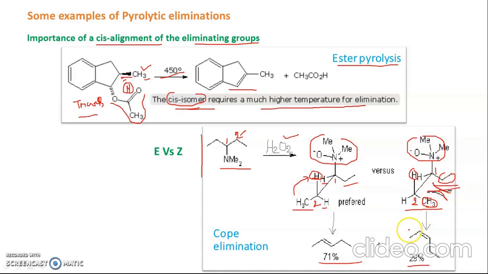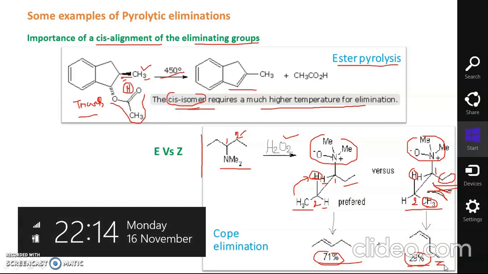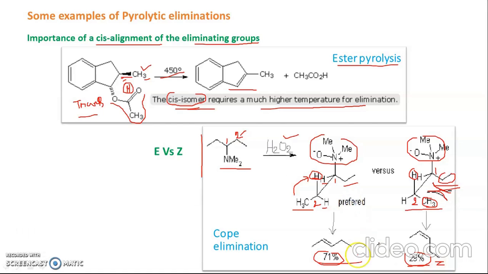So that is the reason why we are getting 71% as E product, which we are getting from the first geometry, but we are getting 29% of the Z product. So here we are getting the E product as the major one. It is E product because the methyl group and ethyl group are opposite to each other, but in the second arrangement both are on the same side. So this is an example of Cope elimination.